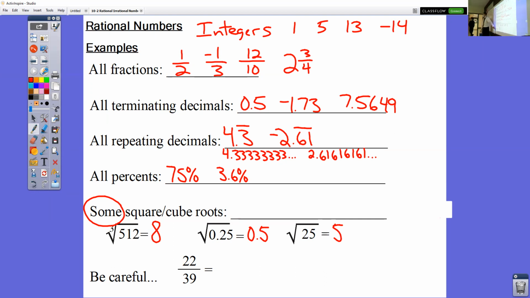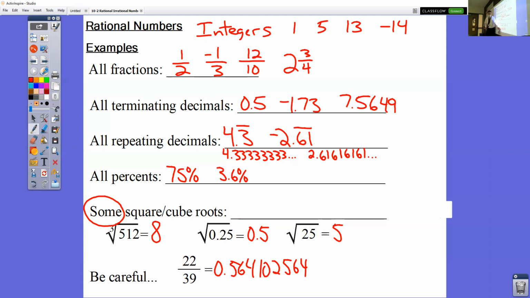Be very, very careful with numbers like 22/39. 22/39 is a fraction, so it is rational. But when you type it into the calculator, you get 0.564102564. You have to be careful on the calculator. You have to be able to recognize that this is a repeating decimal.